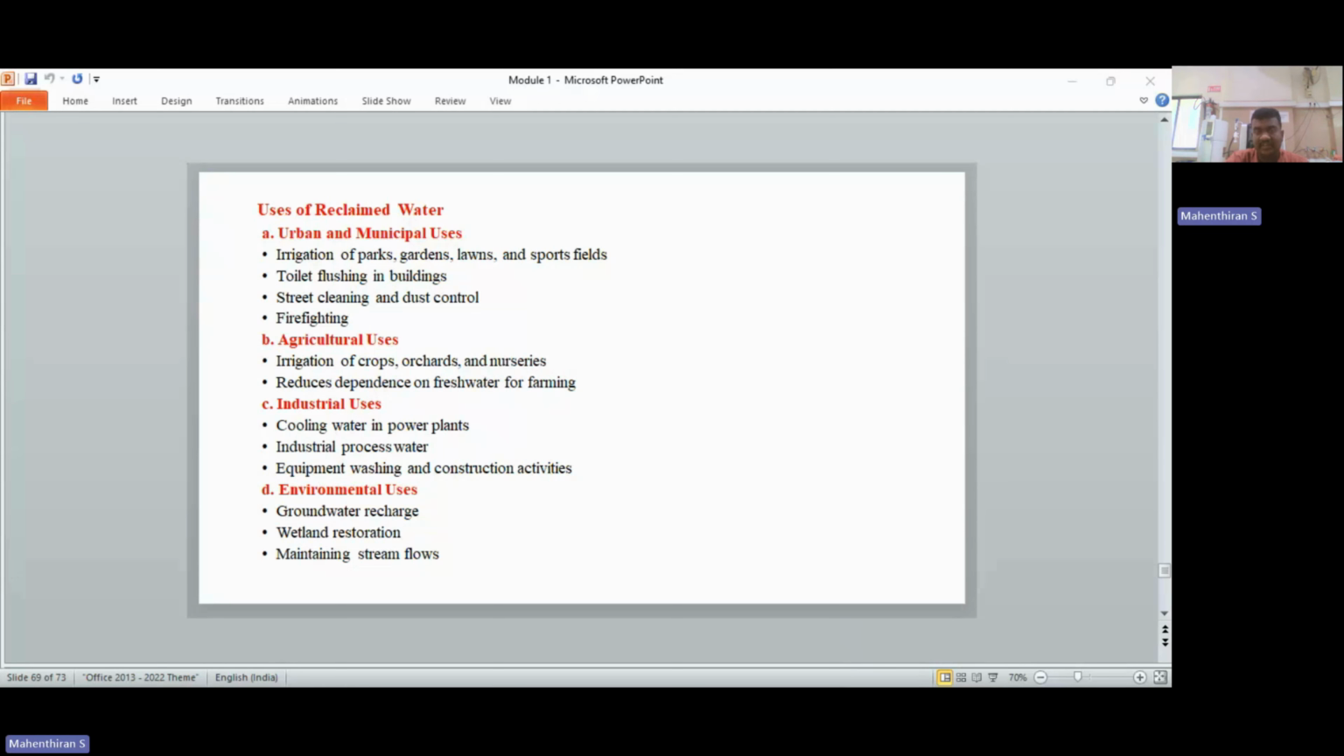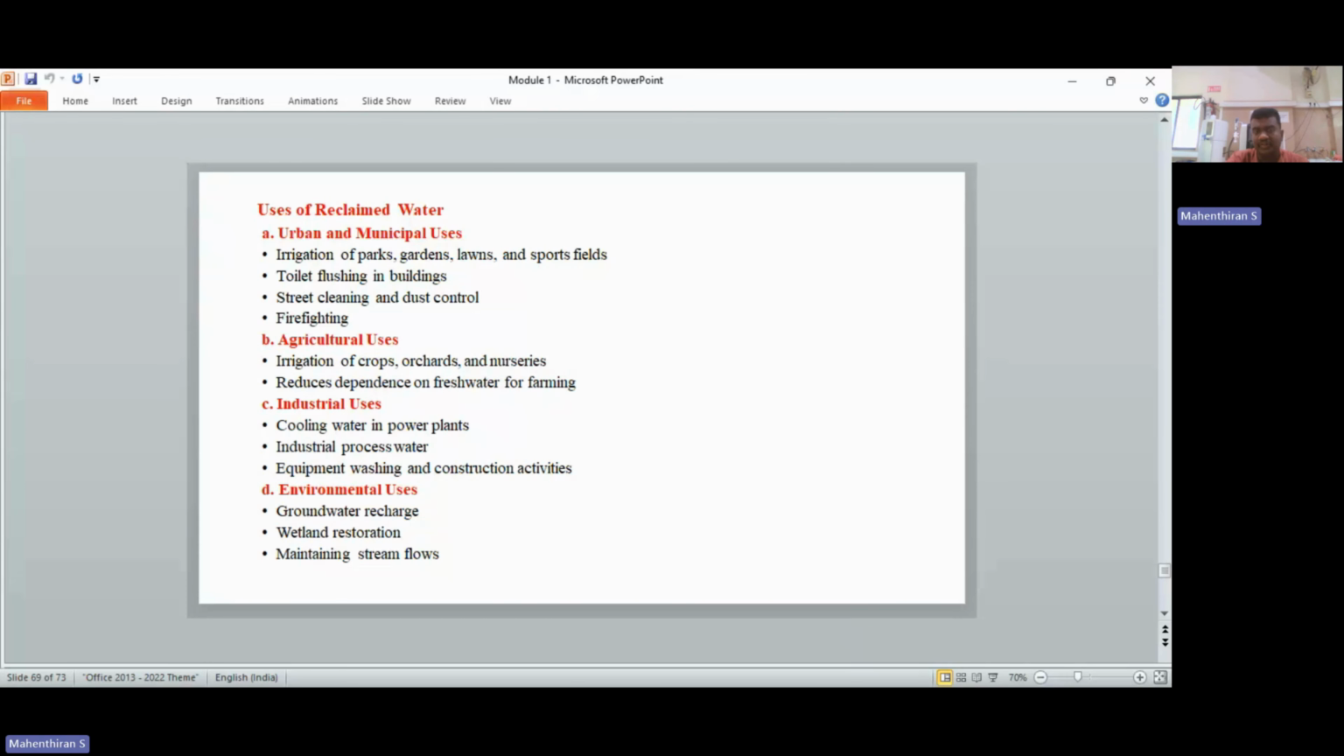Next is firefighting. This is also another practical application. We rarely think about it. Firefighting uses enormous amounts of water. Reclaimed water can be stored in dedicated reservoirs or hydrant systems for firefighting, which preserves the freshwater supply for other uses. The second category is agricultural uses.